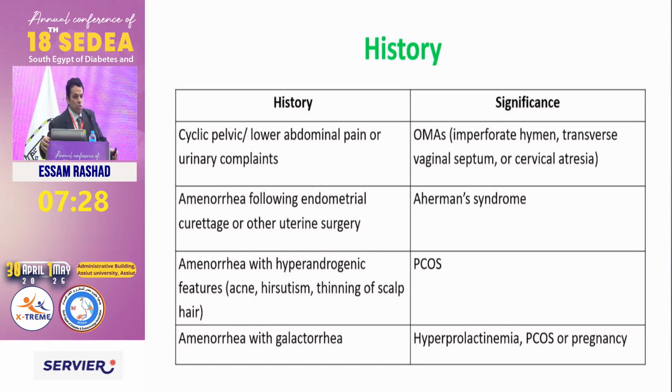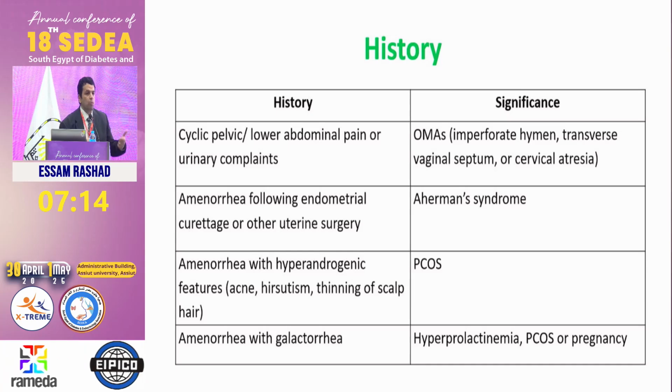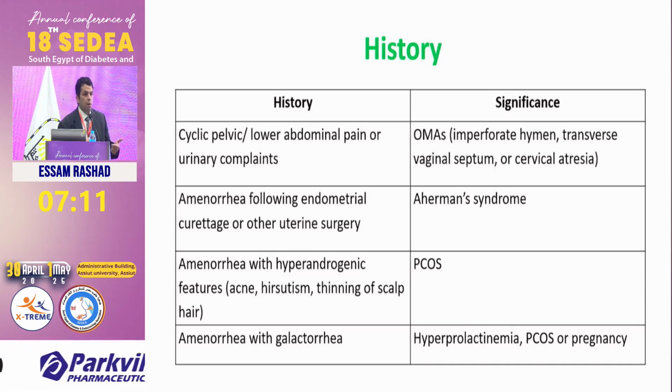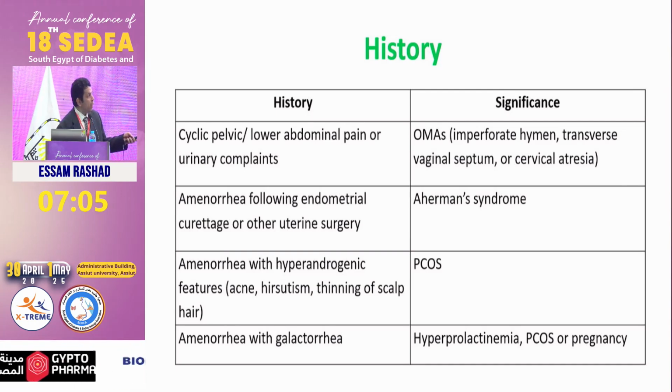So start with the history. This is what we have learned from you. There are important things where you can reach a diagnosis just by listening to the patient. First, cyclic pelvic or lower abdominal pain or urinary complaints. A young girl who has monthly abdominal pain and she's amenorrheic. Monthly abdominal pain, but nothing is coming out of the vagina. This is mostly the obstructive Mullerian anomaly or imperforate hymen.